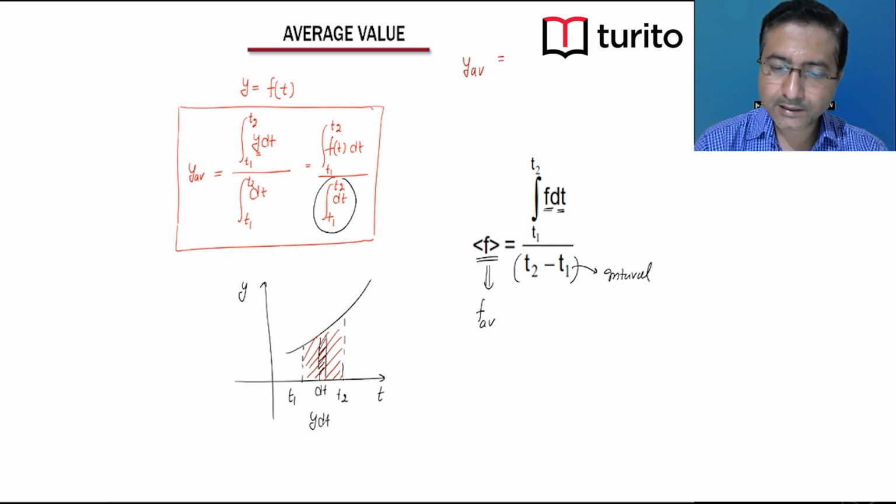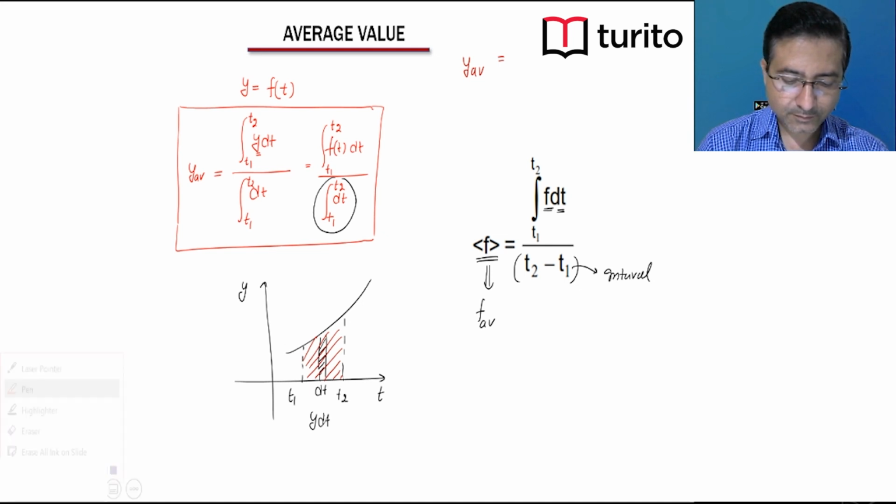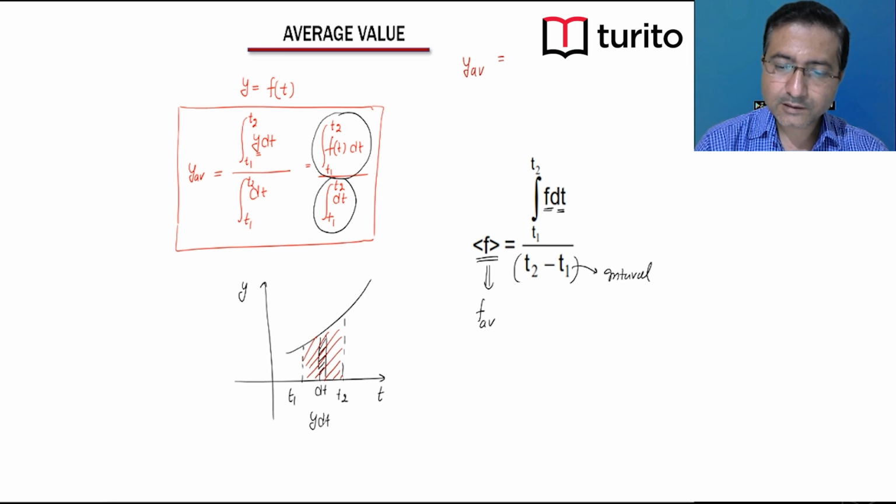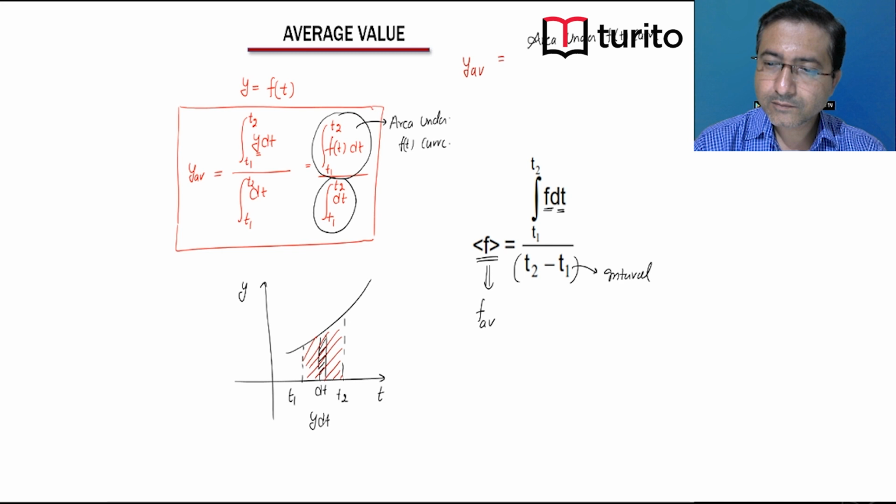Look at the term we are getting here. This term is nothing but the area under the f(t) curve. So in the numerator I can write the area under the f(t) curve, divided by the time interval. Look at this one, this is the time interval. So the area under the f(t) curve divided by the time interval will also give you the average value of the function.